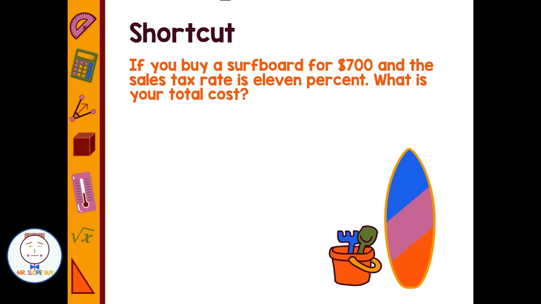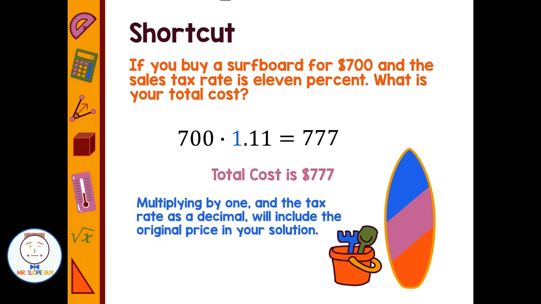Now, there is a shortcut. If you're just finding the total cost and you want to include the price and the tax, let's say we still have our $700 surfboard, we still have 11% sales tax, we could multiply by 1.11 to get a total of $777. So that total cost, by multiplying by the 1 and the tax rate as a decimal, will include the original price in your solution. Anything multiplied by 1 is itself, so that includes the $700 in our total answer. So that's a good little shortcut if you're not asked for the tax.